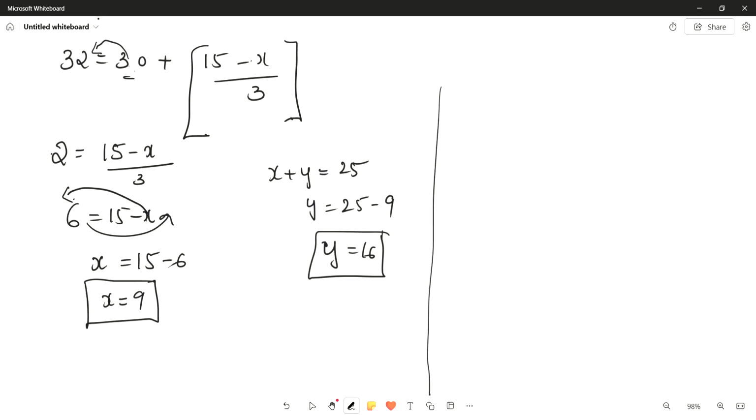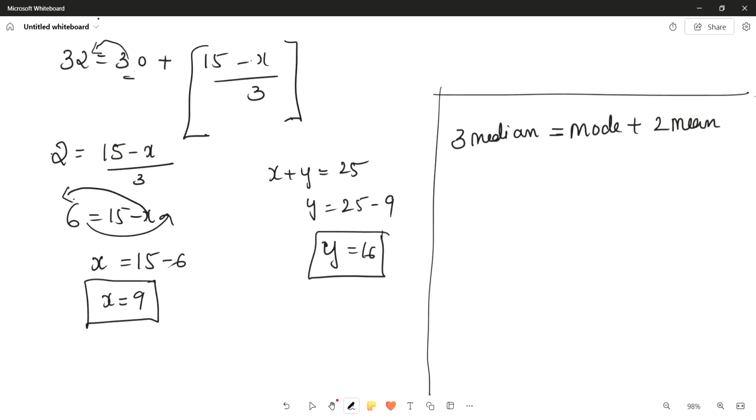Then after this, there is a relationship between median, mode and the mean. Okay, that is 3 times median will be equal to mode plus 2 times the mean. 3 times the median is equal to mode plus 2 times the mean. Okay, this is the relation between median, mode and mean. So 1 mark question, sometimes they give any two of that, you have to find the other one. So MCQs, what they will ask, they will give any two, they will ask the other one to find.